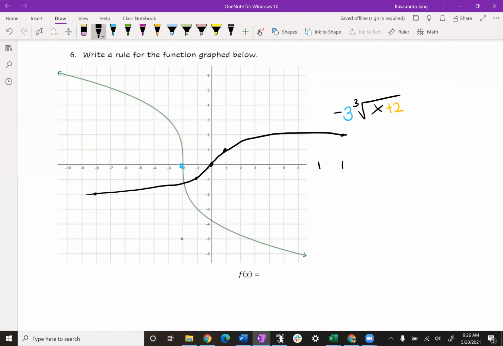All right, so here's what we're going with, a negative, so a reflection, 3, so vertical stretch of my parent function, the cube root of x, and then the plus 2 means that I shifted everything to the left by 2. So here is the rule or the function. All right, there we go.